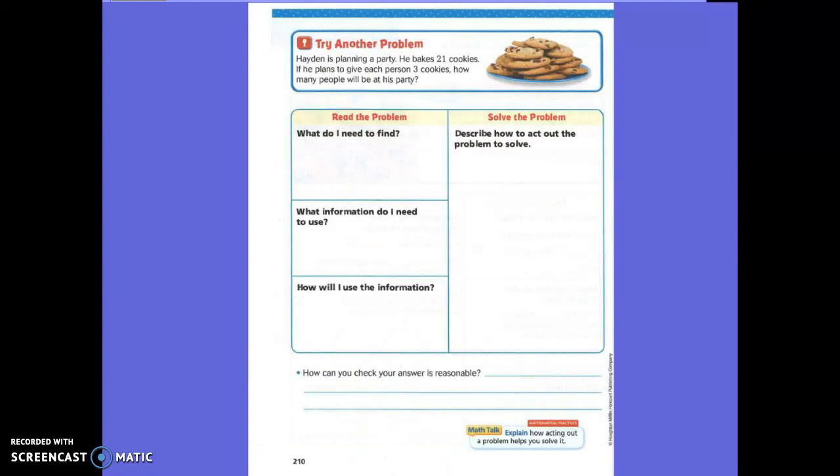Okay, try another problem. Hayden is planning a party. He makes 21 cookies. If he plans to give each person 3 cookies, how many people will be at his party? Okay, what are we trying to find? What do I need to find? How many people will be at Hayden's party? Write that down.